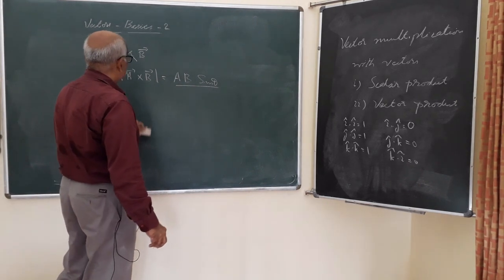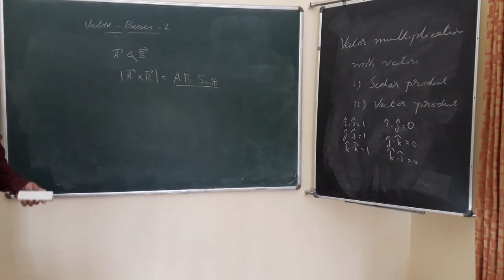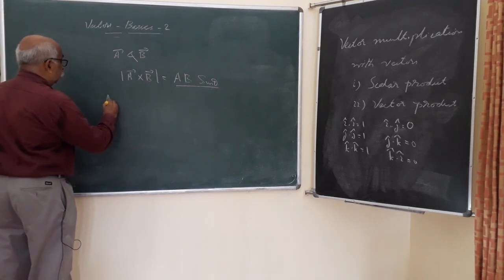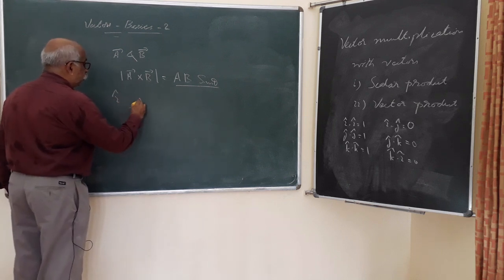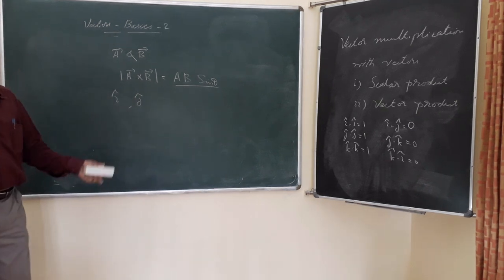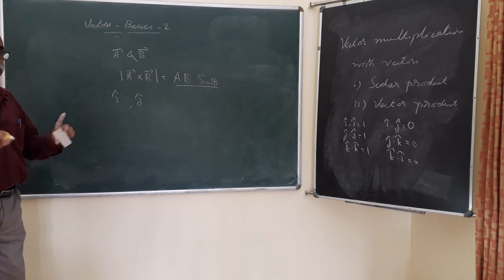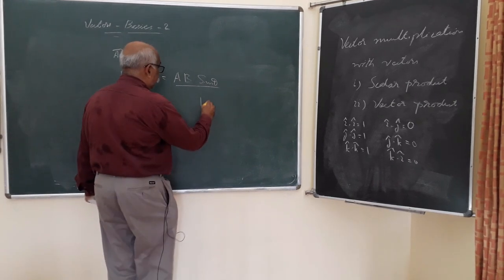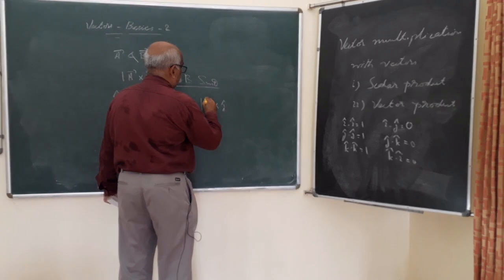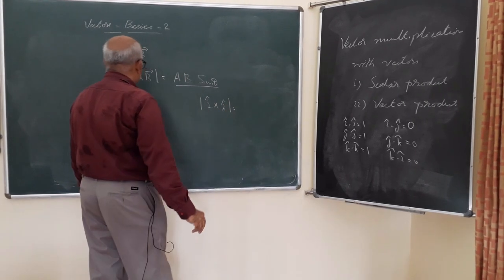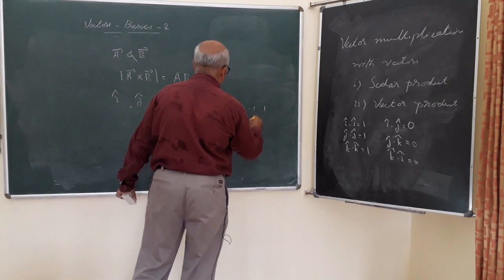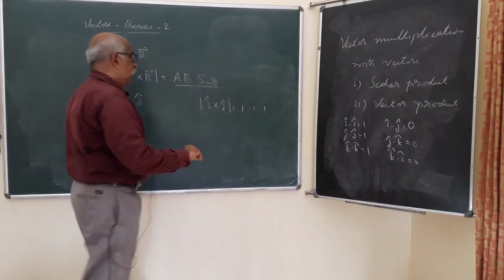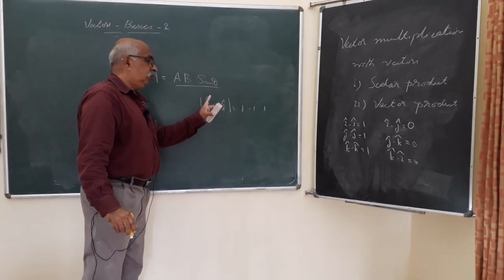Now with the help of the i, j, k vectors, this can be taken care of and the vector product can be easily defined. Suppose you consider the i vector and take the cross product with j. What about the angle between the two vectors i and j? i and j are perpendicular to each other. Therefore, the magnitude of i cross j is 1 times sine 90, which is 1. So the magnitude of i cross j is unity.